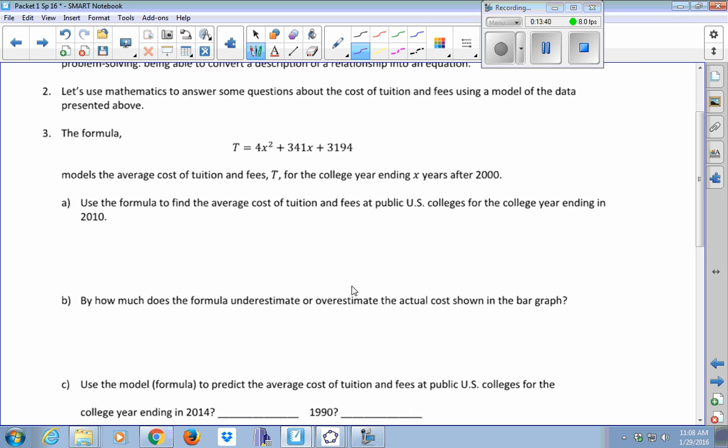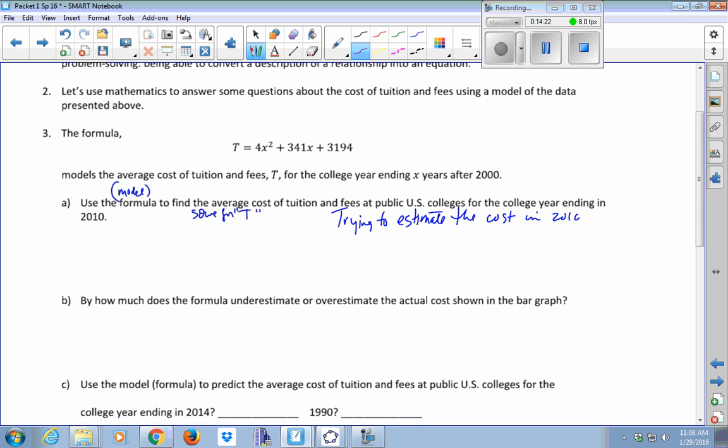So let's see if we can answer this first question. Let's use this model, which we're calling a formula. Use the formula or use the model, you could have either one of those words, to find the average cost of tuition, which means I'm trying to solve for t. Solve for t, that's what I'm trying to do. To find the average cost of tuition at public U.S. colleges for the year ending in 2010. So I'm trying to use this model now to make an estimate, to estimate the cost in 2010.